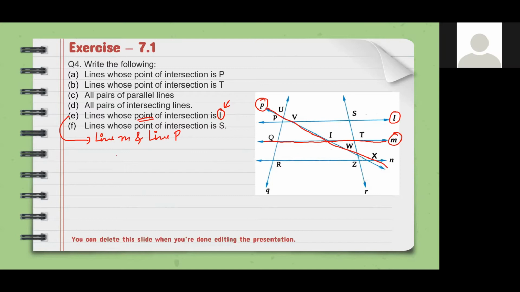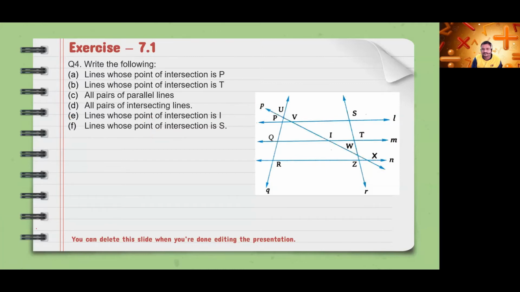Last one, F1. You will give me the answer. Lines whose point of intersection is S. Sir, line R. See, first of all, we'll mark S. See, this is our S point.